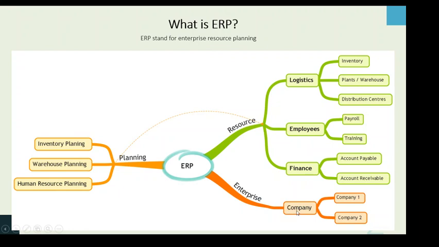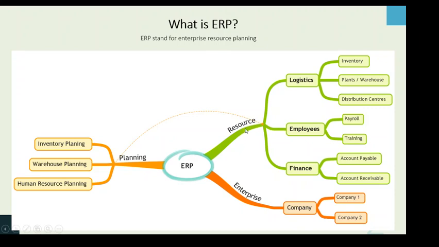Enterprise. So enterprise represents a company, company one, company two, or corporations, different entities in different countries. Basically one company could have multiple companies across the globe or within one country, so they all have different legal entities and different functions. So basically enterprise represents the company, corporation, or any enterprise.